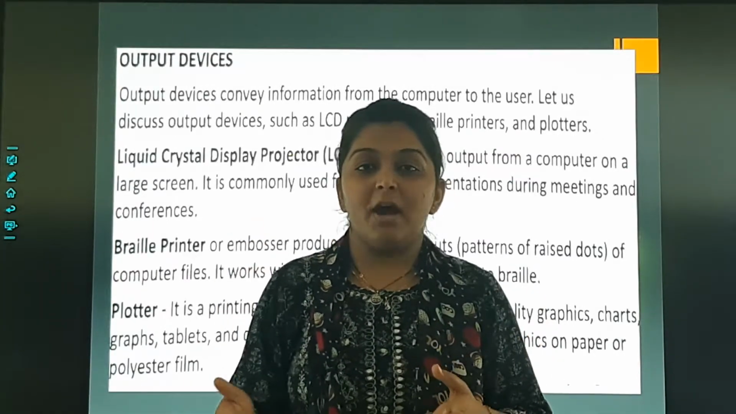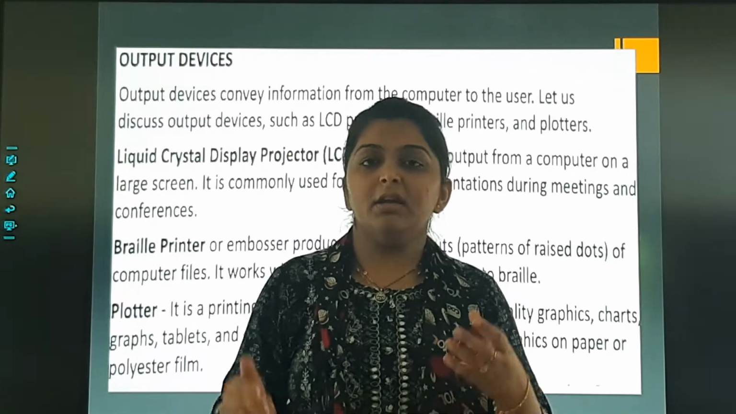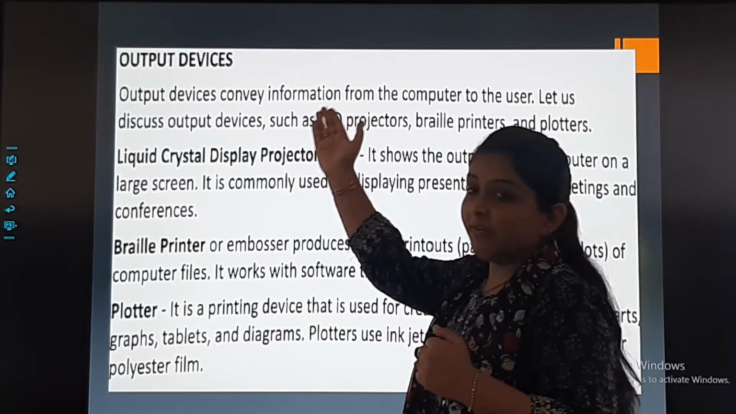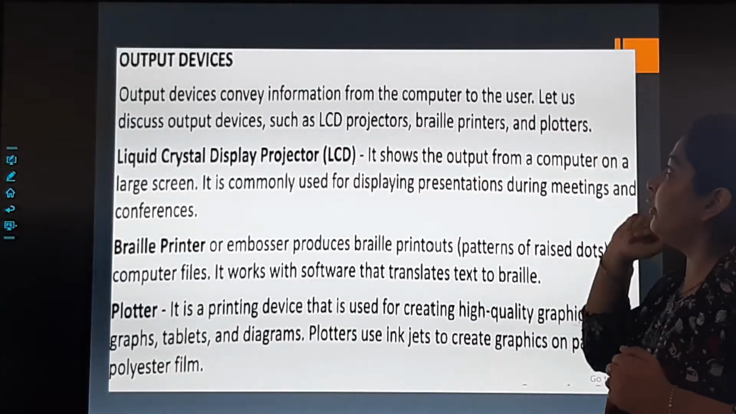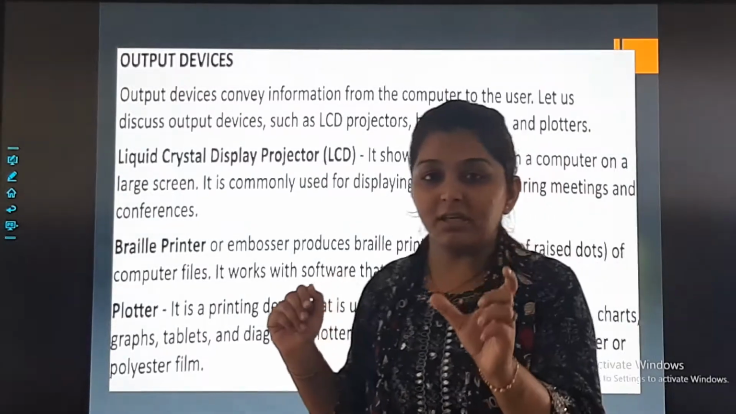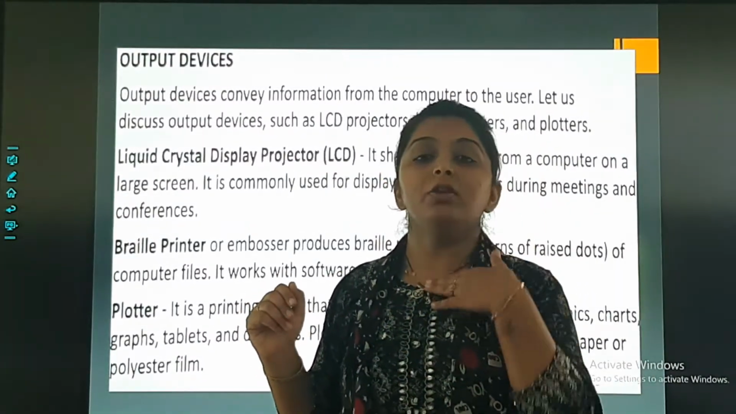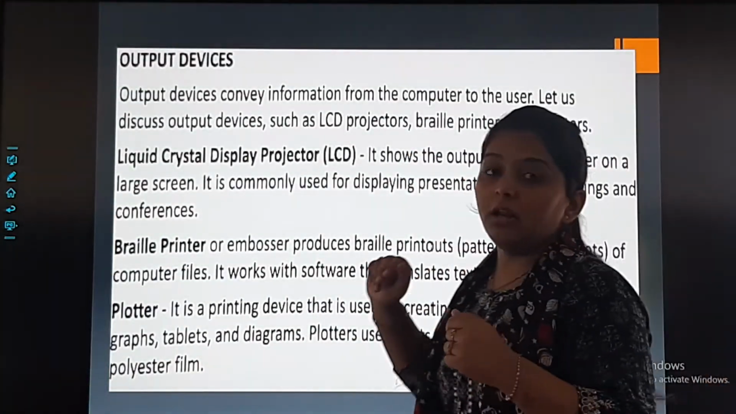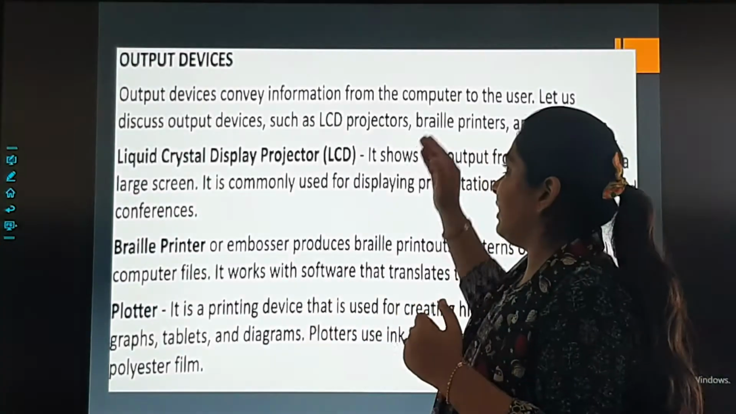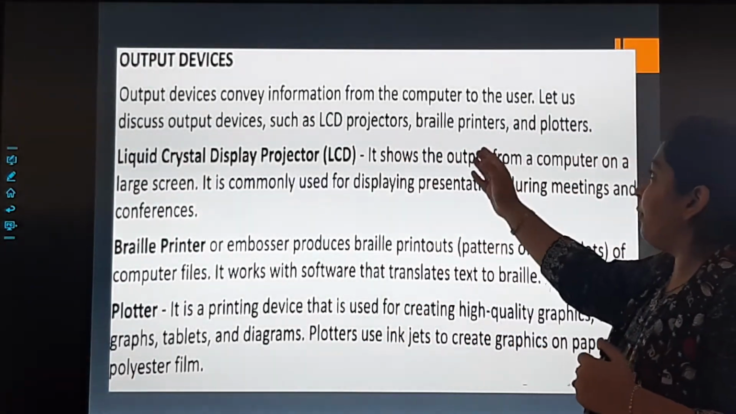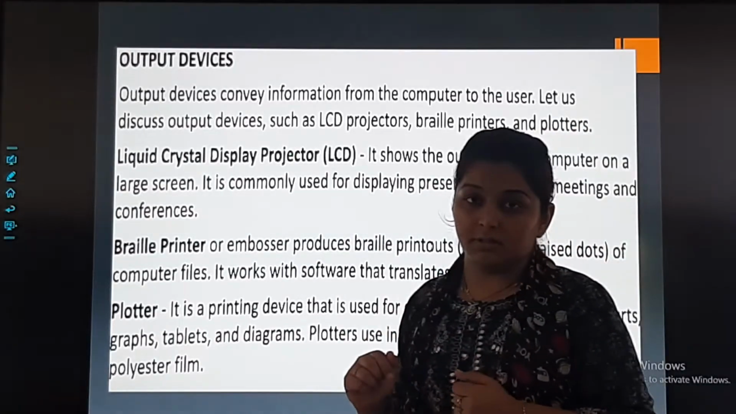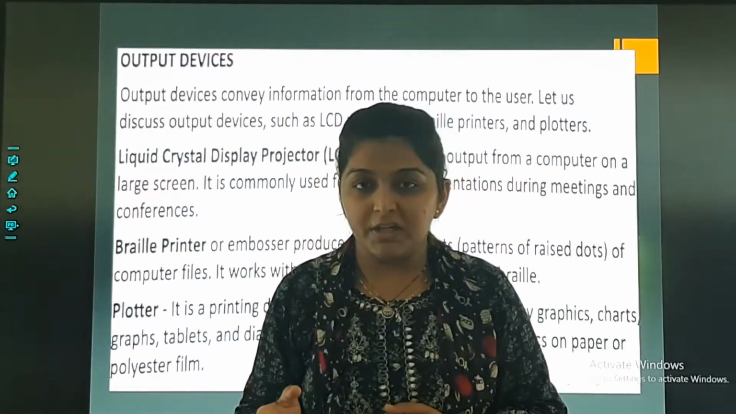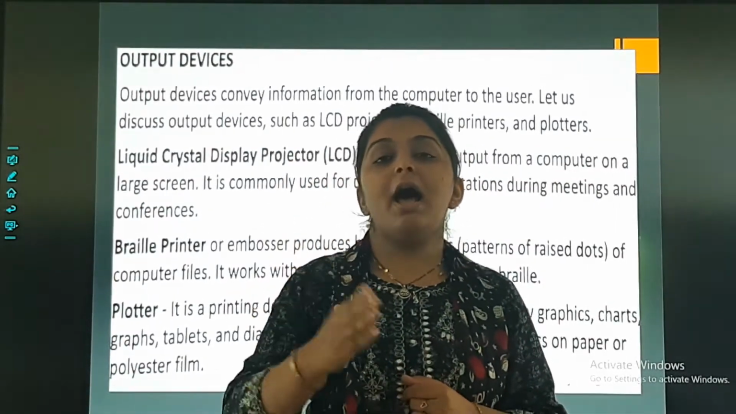Now, in this chapter, we will study in detail about some of the output devices. Output devices convey information from the computer to the user. That means the result which the computer gives to us. Let us discuss now. We are having some output devices, that is LCD projectors, Braille printers and plotters. Now these are some new terms for you.